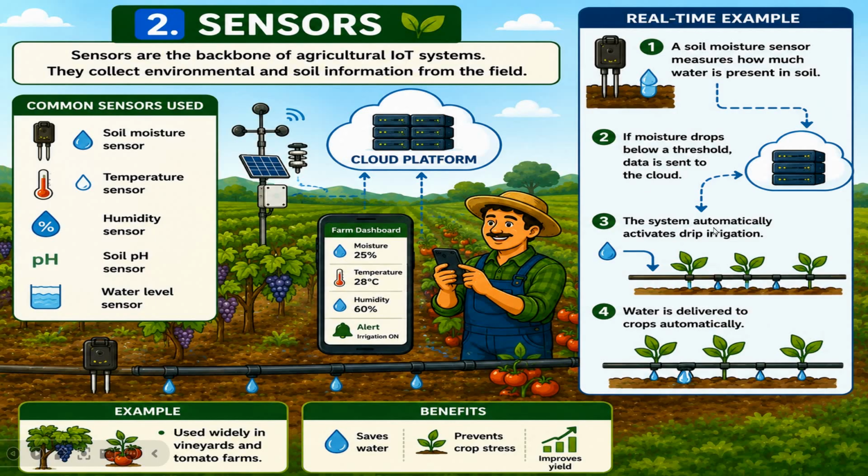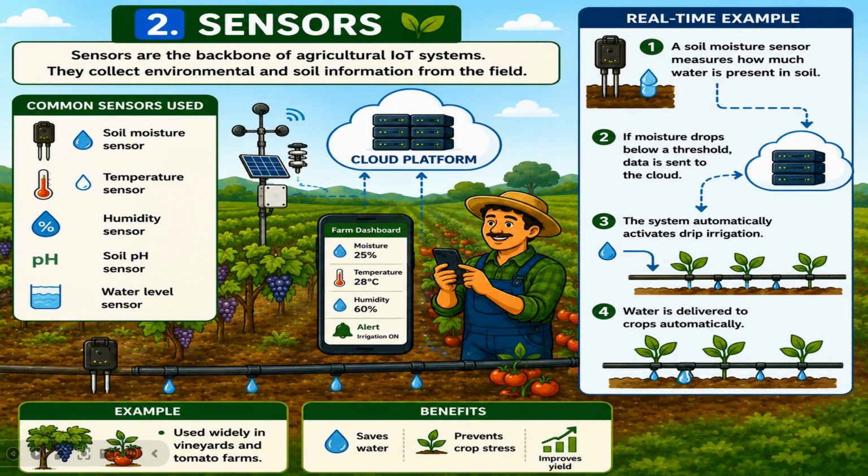Now here you can see a real-time example where a soil moisture sensor detects that the soil is dry. Then the data is sent to the cloud which analyzes the information. The system then automatically activates the drip irrigation. Here this is the drip irrigation. Water is supplied directly to the crops without manual intervention.